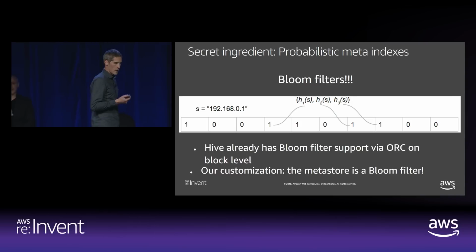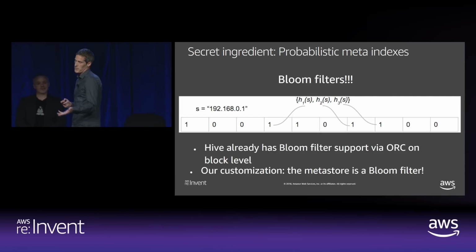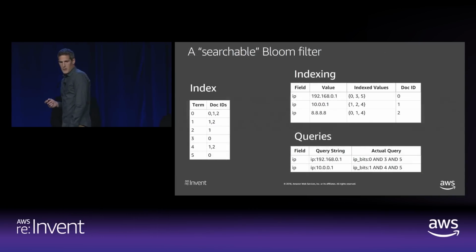So what we realized is our customization was, why don't we just push the Bloom filters further up in the system and allow our system to tell us which files are interesting for a query before we even go fetch them. So we came up with the idea of what we call a searchable Bloom filter or an index Bloom filter.